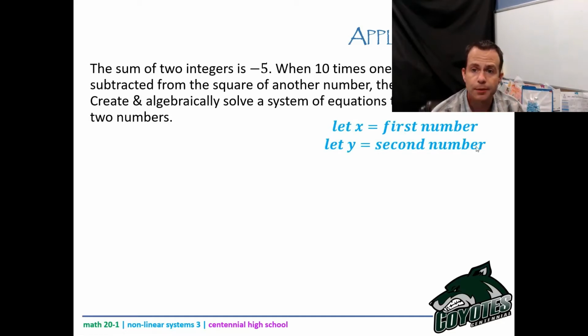Now we have to come up with some equations. So I know that the sum of two integers is -5. Well, that means X plus Y equals -5. There's my first equation, okay?